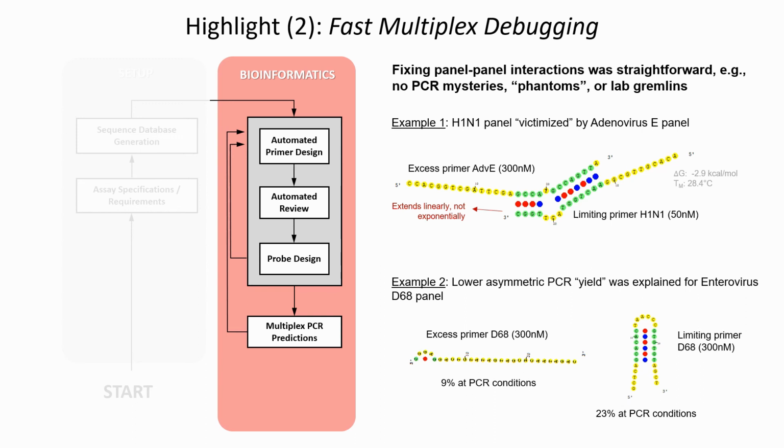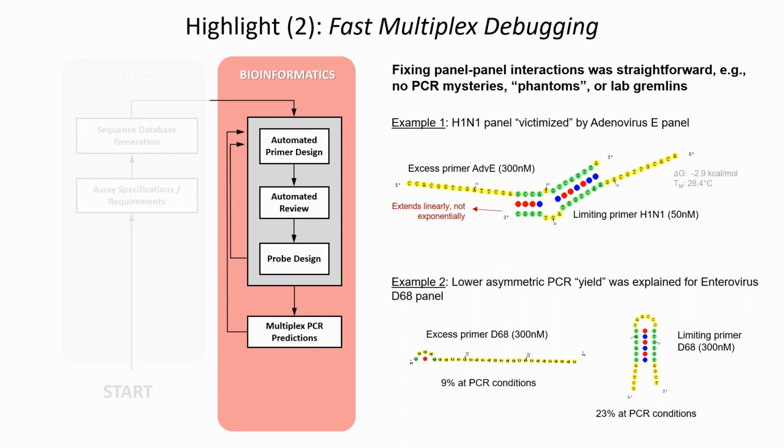When we put the panel together, we saw that the H1N1 panel, in the presence of the adenovirus E panel, the efficiency would go down. And we looked at it, there was no primer dimer, there was nothing that would happen. Then when we went deeper and looked with ThermoBLAST and Opti, we found the situation like this. This shows the duplex of the two primers within these two panels. The top one is the excess primer for adeno E, which is 300 nanomolar, and the other one is a limiting primer for H1N1, which is about 50 nanomolar. Remember, this is asymmetric PCR.